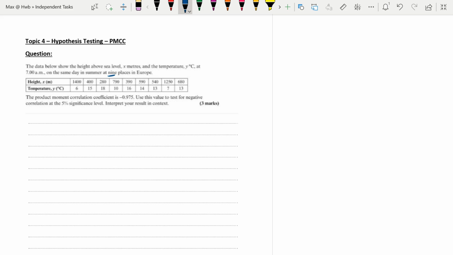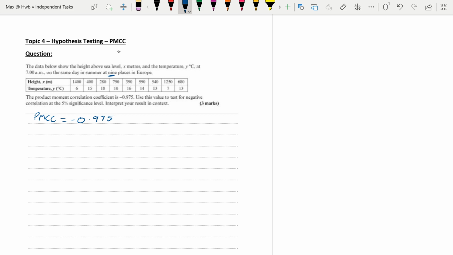Now 9 is always going to be important because that's going to be how many people there are or how many things there are. The product moment correlation coefficient is this. They tell me it's that. So I'm just going to write my key bits of information down here. Now, obviously, with WJEC, we don't get expected to calculate this, but you'll probably see with other examples, you are. So you can use your calculator for it. Okay, you can look up online how you can do that.